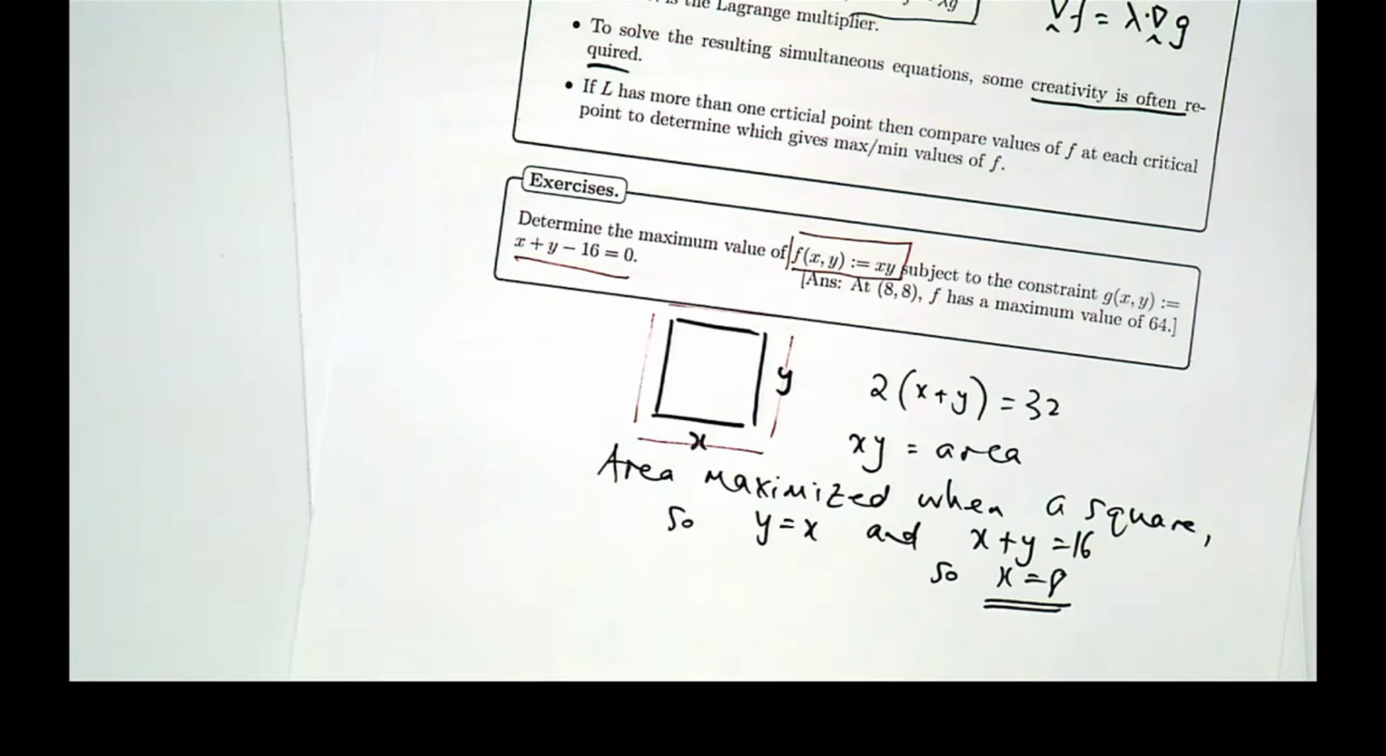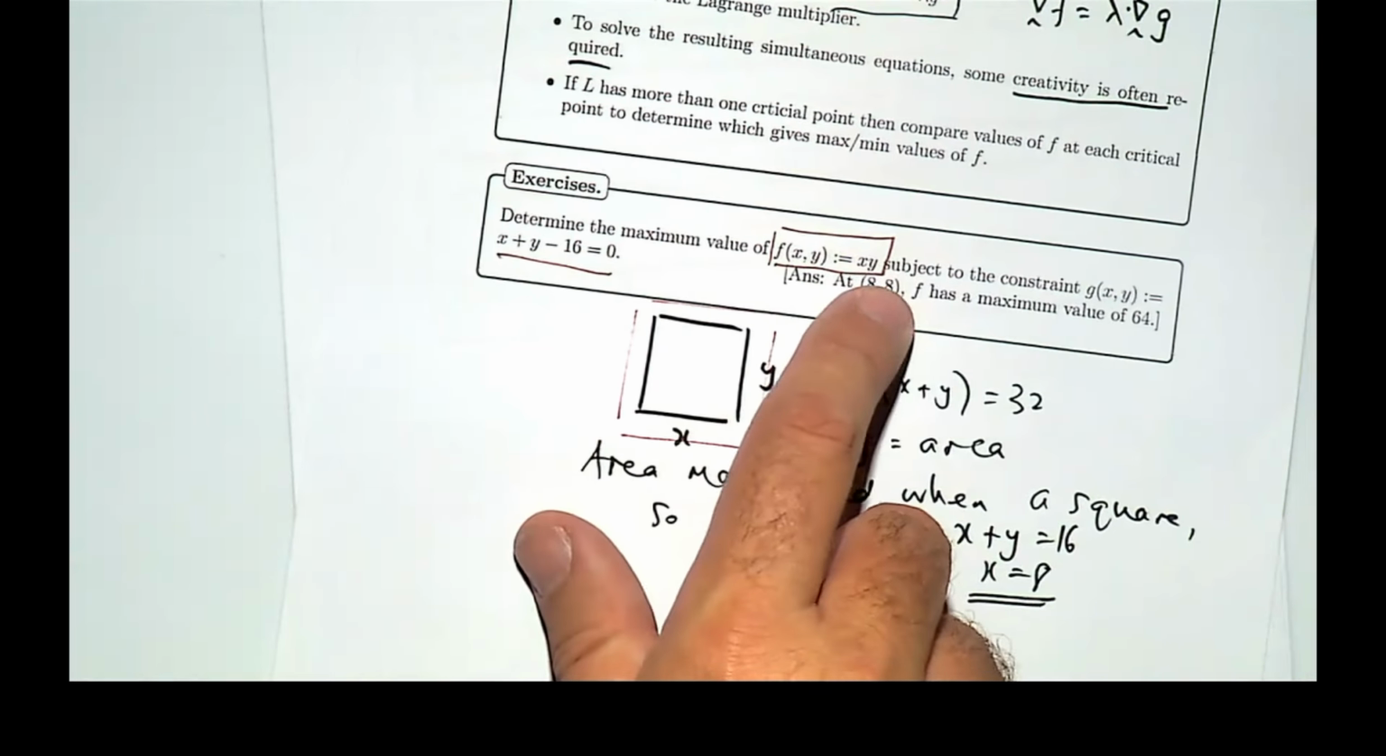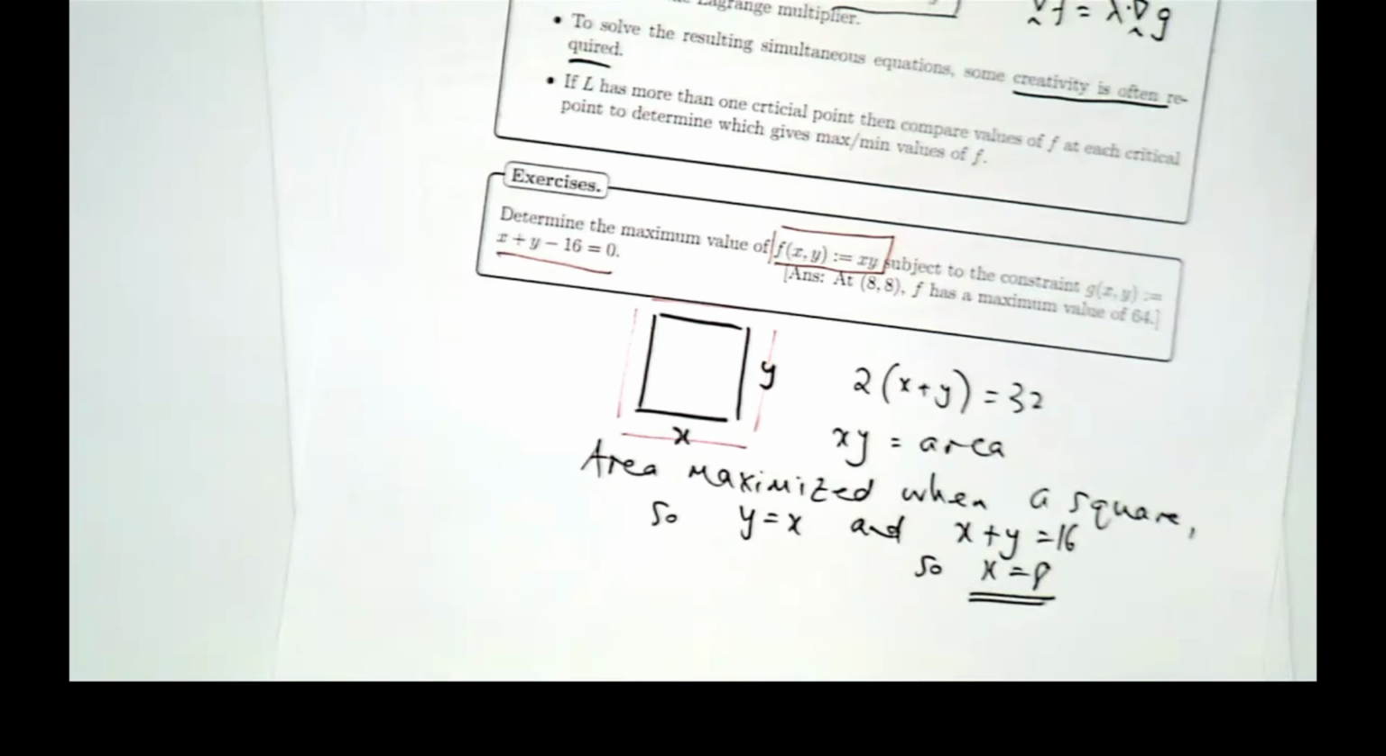Yeah. Okay. So you could set it up as a Lagrangian. Don't need to. If you get this in the lab test, happy days. Right? Questions? Now another thing would be take y equals 16 minus x, sub it in there, and then do your calculus.